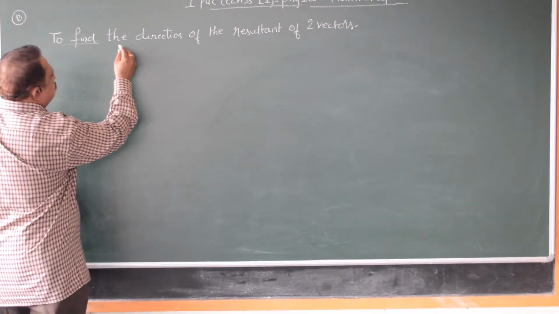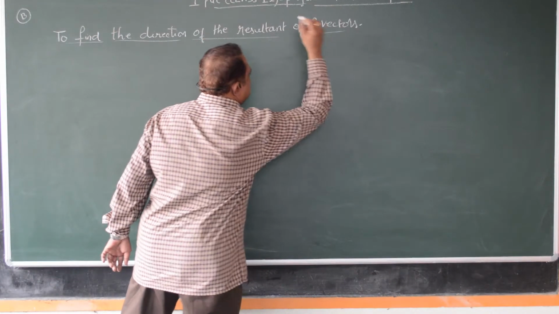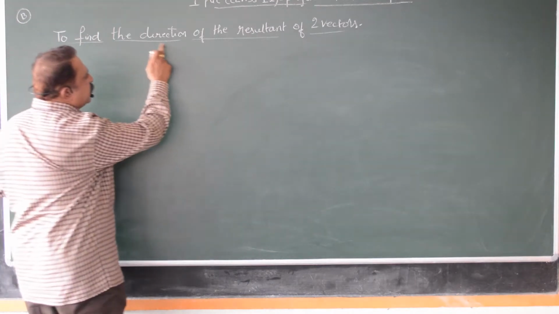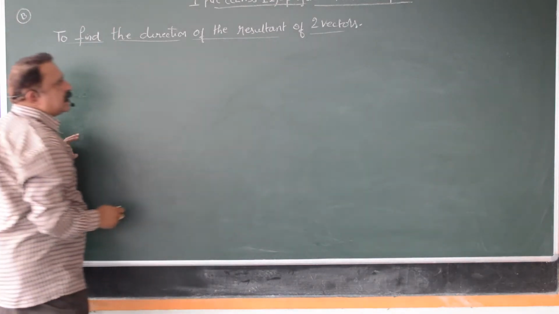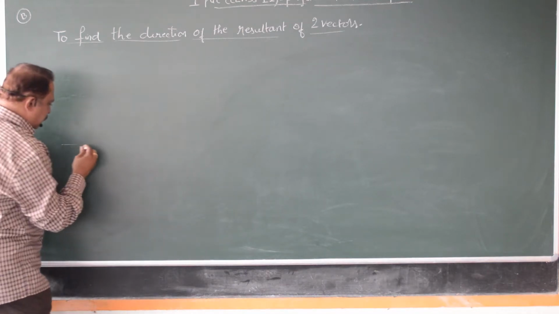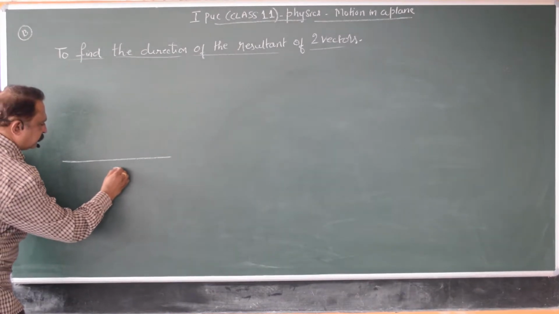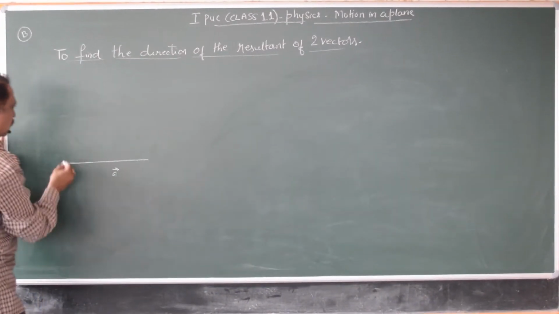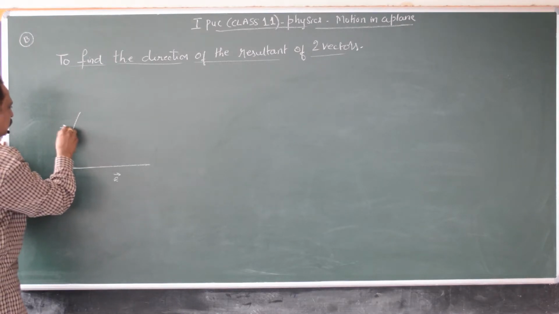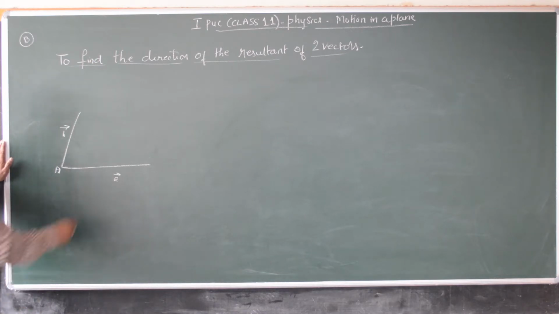Now let's find the direction of the resultant of two vectors. We shall derive an expression for the direction of the resultant of two vectors acting at a point. Let's consider two vectors, vector A and vector B, acting at the point A.